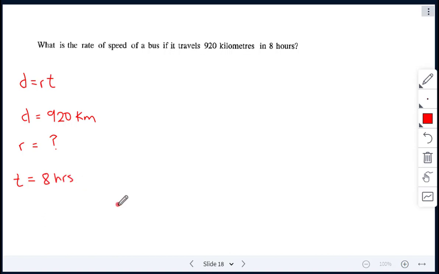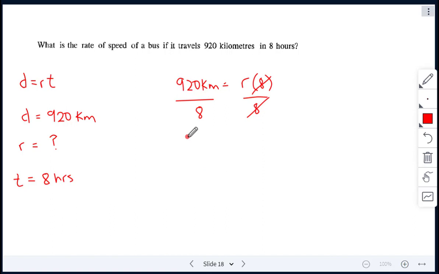All right, so we can go ahead and plug this into our formula. So distance is 920 kilometers. Rate, we don't know, we'll leave it as R, and our time is 8 hours. To solve for R, all we need to do is divide by 8 both sides. That'll leave us with R. So R is equal to 920 divided by 8.